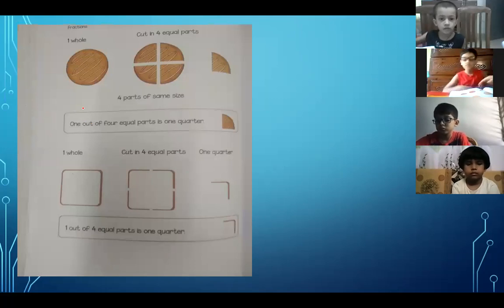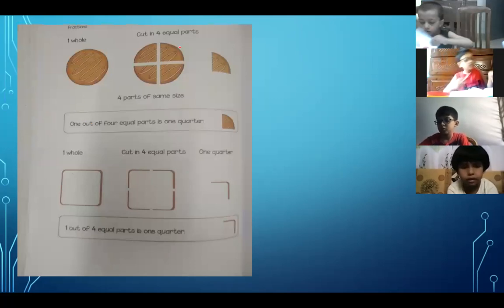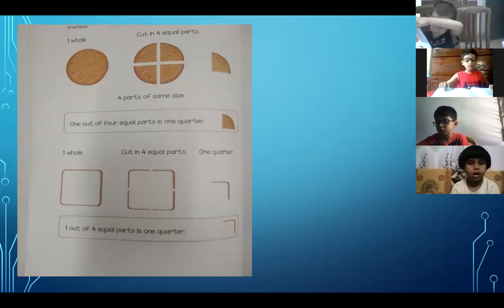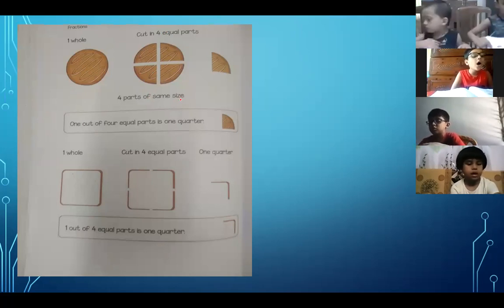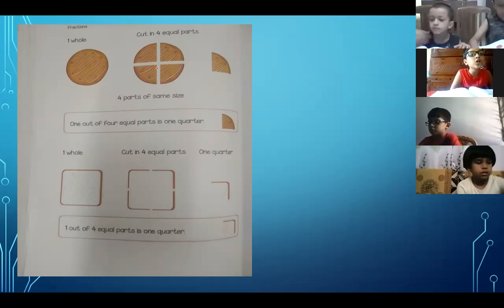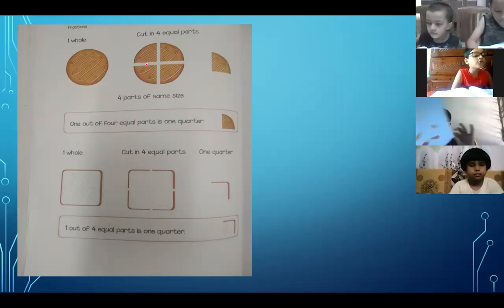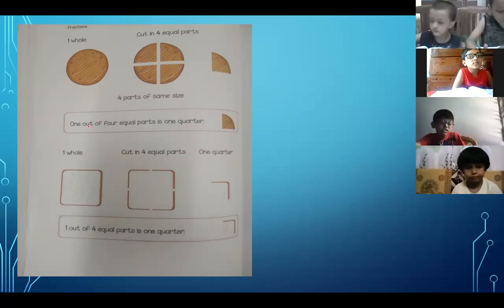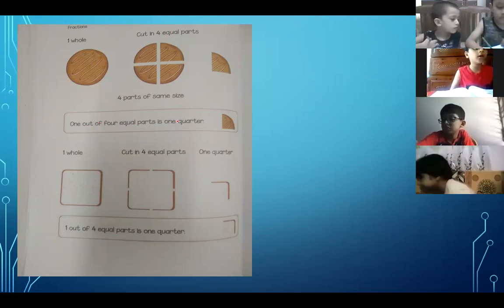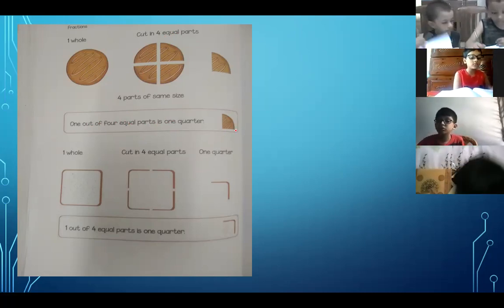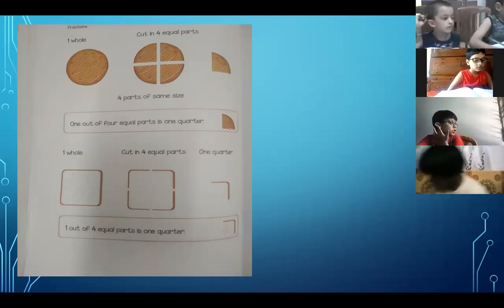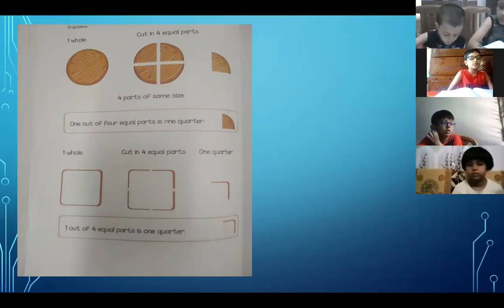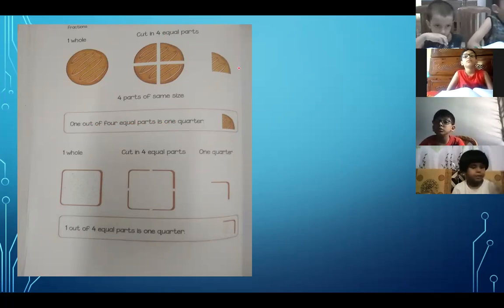Look at this picture. This is a whole. If you cut it in four equal pieces, one, two, three, four. Four parts of the same size. Okay? These four parts. One out of four equal parts is one quarter. So it's called one quarter. What is it called? One quarter. If you cut one thing in four pieces, one part is called a quarter.